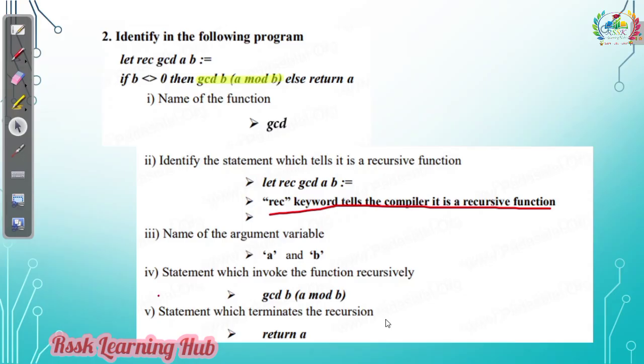The statement which terminates the recursion. Return a, no? This value. Finally, else: if the condition is satisfied, this part will get over. Otherwise, it will return a. So this is your termination part. Return a is your termination part. That is your fifth. Okay. Do you all clear what I am saying? Okay.